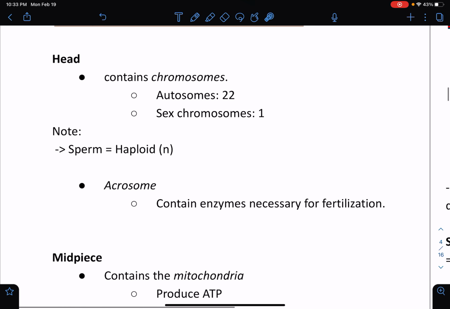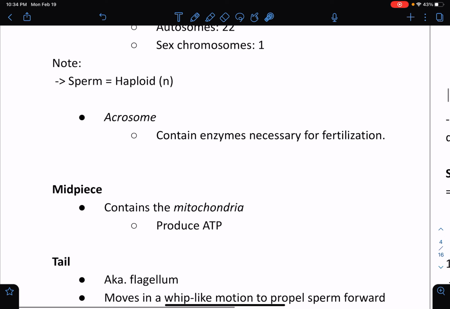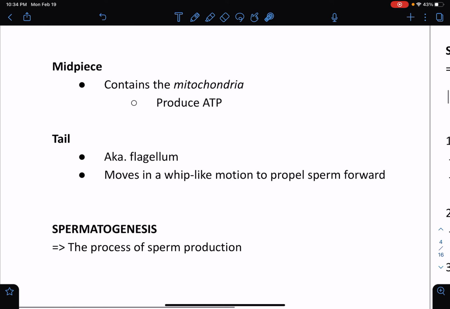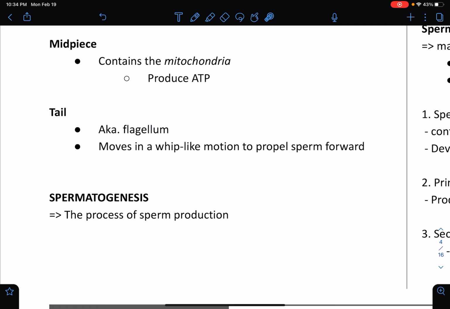We have the tail or the flagellum, which is of course intended for the swimming ability, for motility. The head contains chromosomes. For the autosomes we have 22, and for the sex chromosomes we have 1. The sperm is a haploid. The acrosome contains enzymes that are necessary for fertilization. Enzymes are proteins. The midpiece, as I said earlier, contains the mitochondria, which produce ATP. The tail, in other words the flagellum, is intended for sperm motility to actually happen. Without the flagellum, without the tail, what will propel the sperm forward? Nothing.